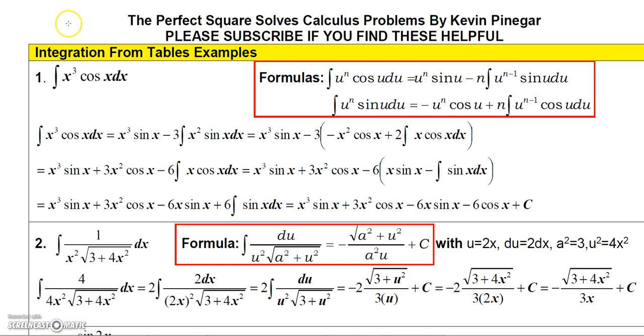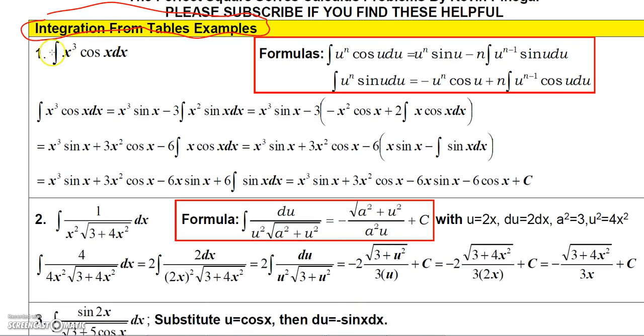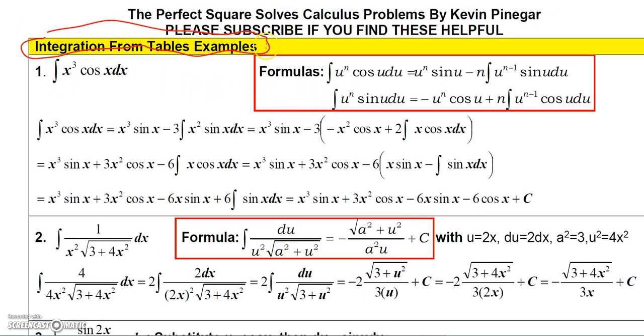Now, over the years, mathematicians have created a lot of formulas and they put them in tables. So what I want to talk about now is this right here, where we're going to talk about integration from tables. So in this first example, I want to show you that there's a formula for u to the n times cosine of u du.